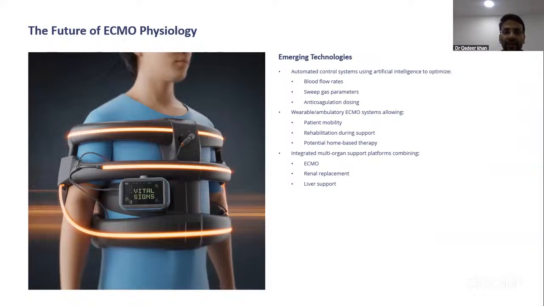Newer techniques have been developed wherein you have automated control systems, based on the data which you enter into the AI, that can be helpful in assessing your blood flow rates and your sweep gas flow rates. And you have mobile ECMOs wherein the patient can be ambulated, if the patient is initiated on a VV ECMO with a dual-lumen cannula like the Avalon cannula, wherein the patient can be mobilized.